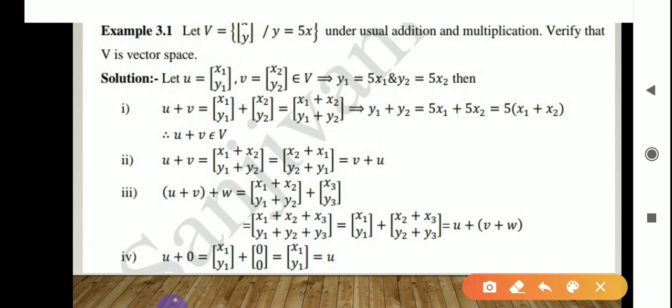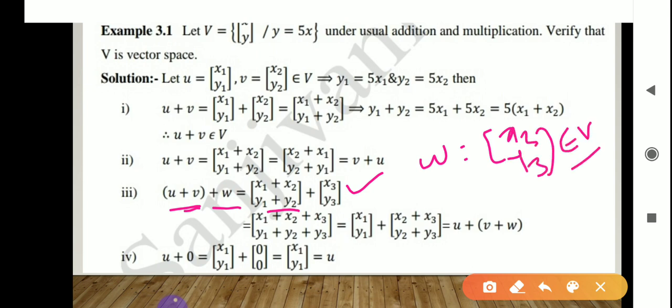Then we have to check the associative property. In the associative property, u plus v plus w: the addition of u and v is (x1 plus x2, y1 plus y2), plus w, which is equal to (x3, y3), an element of V. If we take the addition, we get (x1 plus x2 plus x3, y1 plus y2 plus y3), which can be written as (x1, y1) plus (x2 plus x3, y2 plus y3), that is equal to u plus v plus w. So the associative property holds.